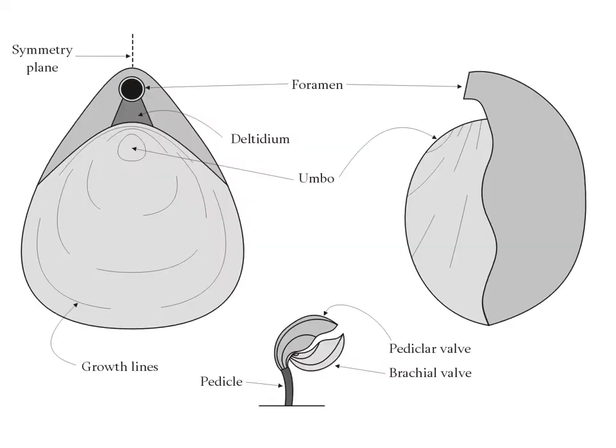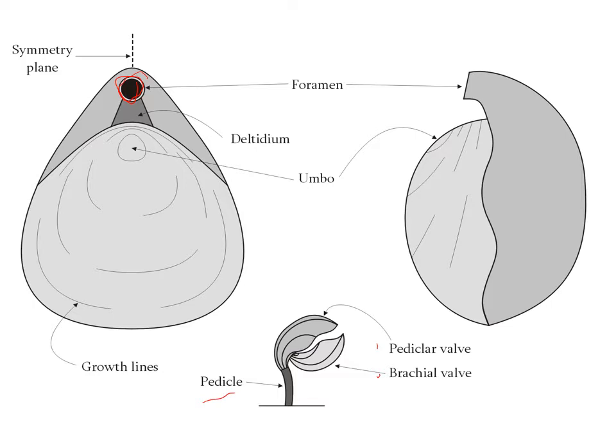Let's take a look at the anatomy of a brachiopod set of valves or shells. There's two main shells. We have the pedicular valve, which is the upper one, and the brachial valve, which is lower. The pedicular valve is called such because it has this opening known as the foramen in the back and lower portion of the pedicular valve that the pedicle, which is a fleshy foot-like stalk, would extend out from and anchor the brachiopod to the substrate.